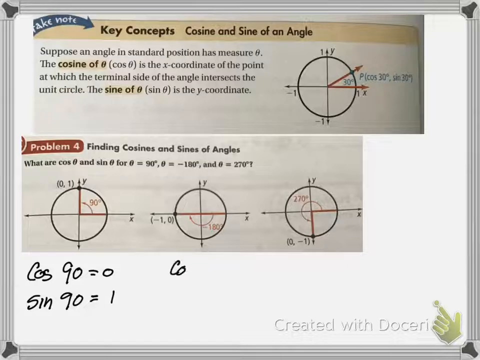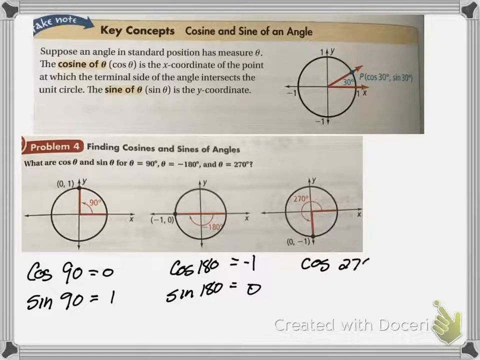Well, let's look at 180. Again, cosine of 180, what's the x-coordinate? It's negative 1. The sine of 180, what's the y-coordinate? 0. Now let's look at 270. The cosine of 270 on a unit circle is equal to 0. The sine of 270 is equal to negative 1.